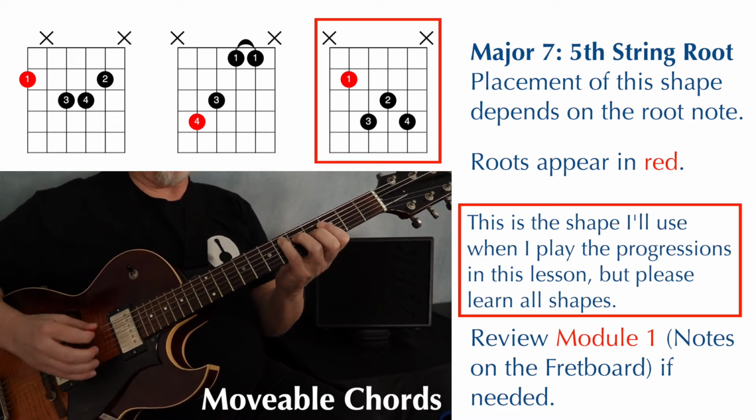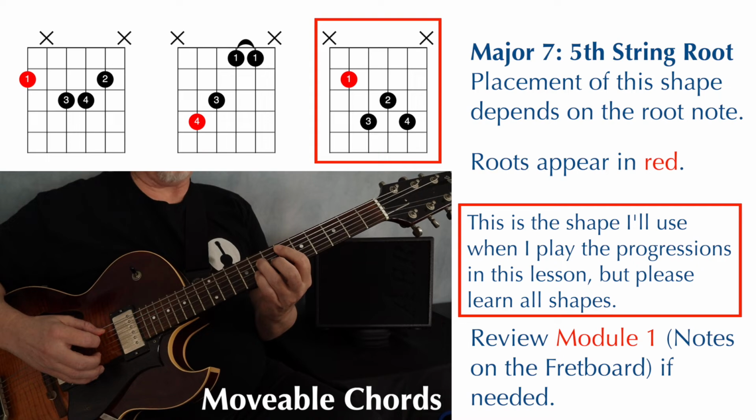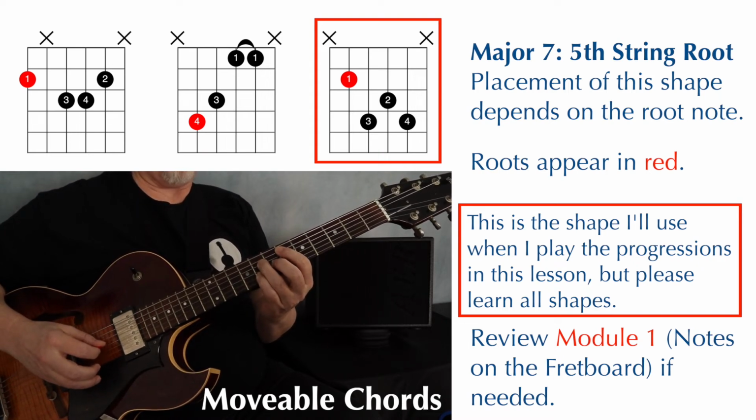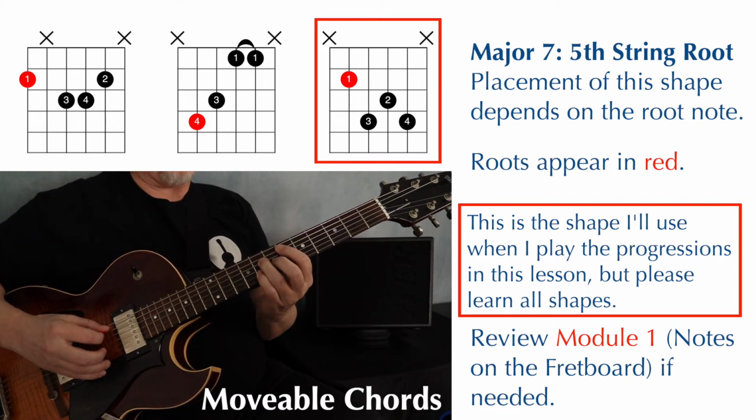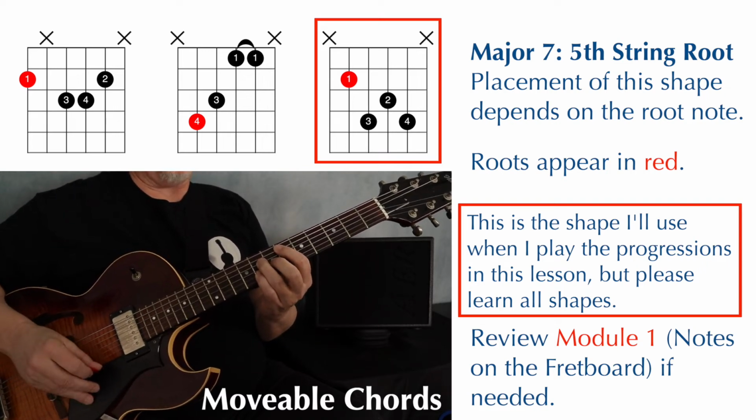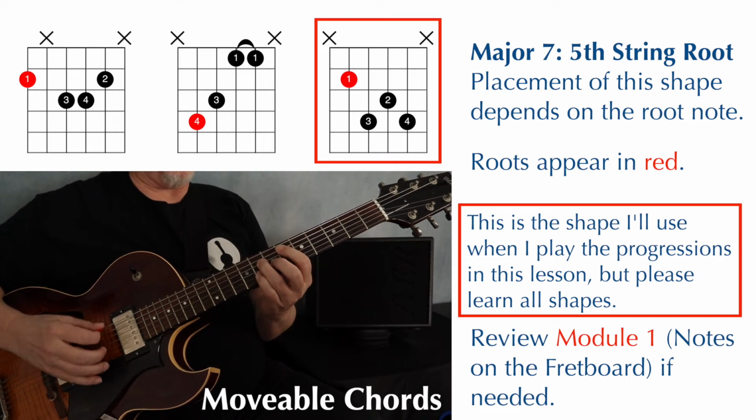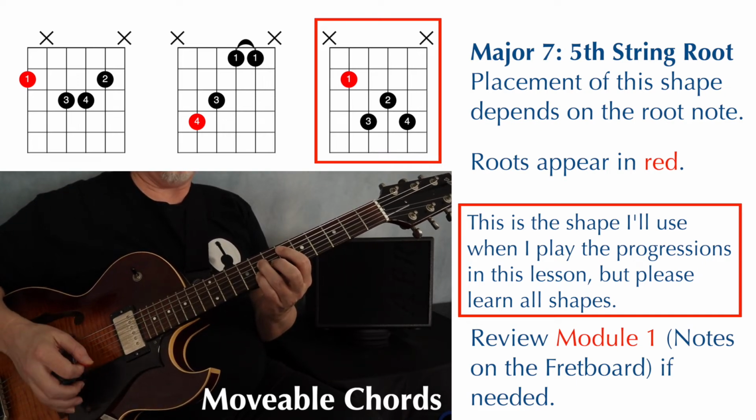Here's another major 7 shape you can play with the root on the 5th string. This is fingered 1, 3, 2, 4. This is also an E flat major 7 that I'm playing because I'm placing the root note on the E flat, string 5, fret 6.